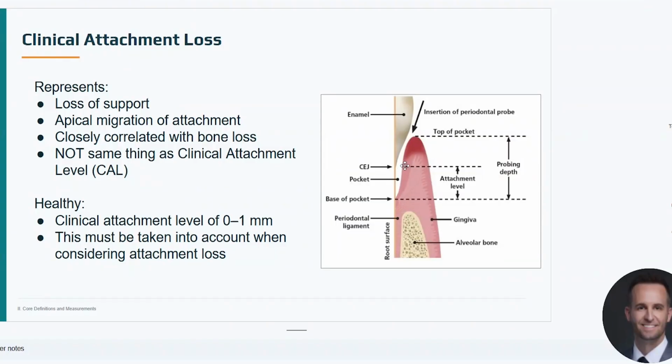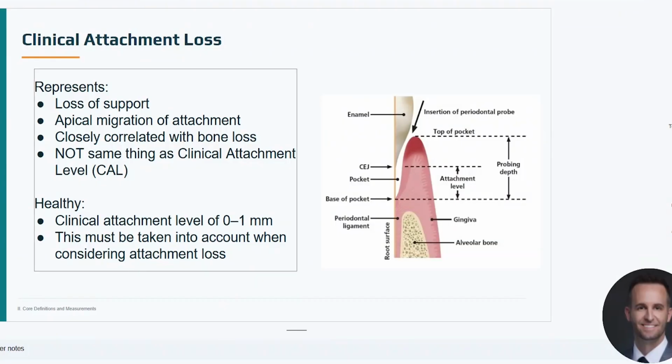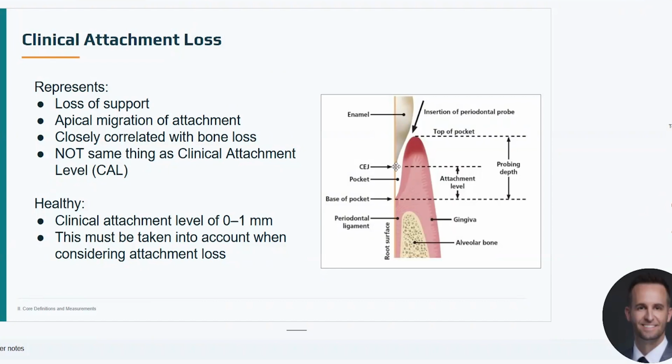Now, it's impossible to know what the original clinical attachment level is on a patient without asking God, but we can assume a couple of things. In a healthy, normal patient, their clinical attachment level either started at the CEJ, right here at this dot, or 1 millimeter below it.